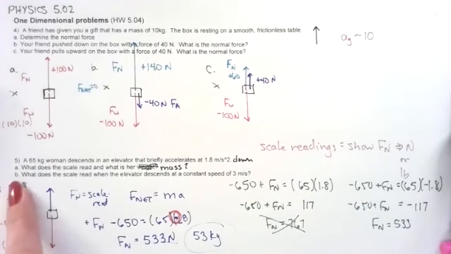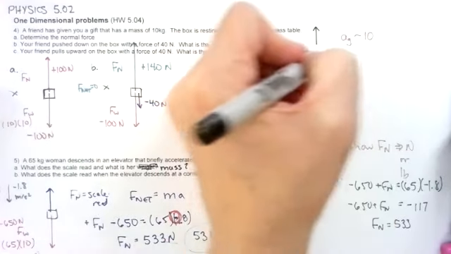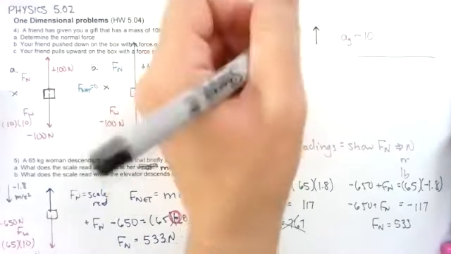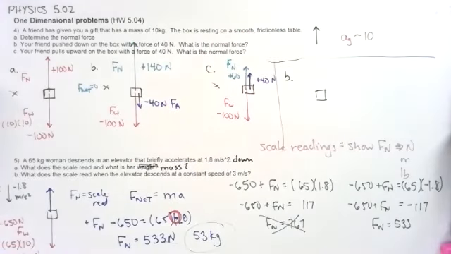Now, part B says, what does the scale read when the elevator descends at a constant speed of 3 meters per second? So I'm going to loop up here because I'm kind of out of room. So I'm just going to partition this off. Part B, my weight vector is not going to change. I'm going to just eyeball it this time.